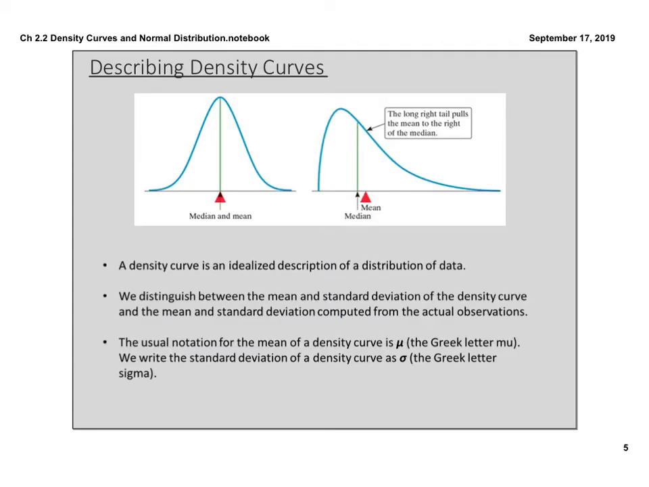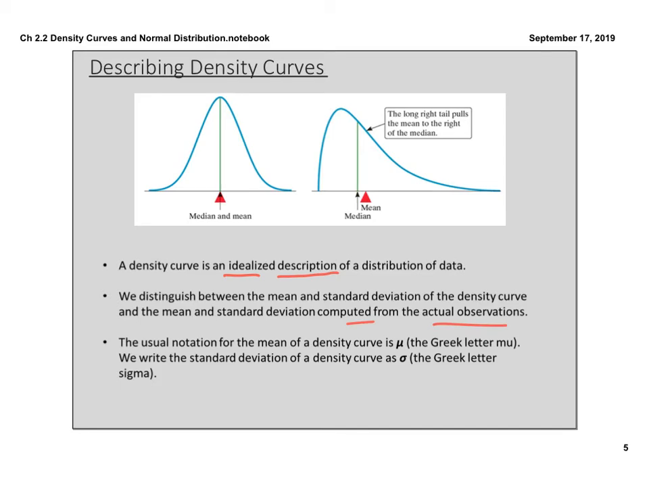All right, so let's talk about how we would read density curves if we were looking at them. It says a density curve is an idealized description of the distribution of data. Did you like that? Idealized description. If our data was pretty and smooth and nice, this is what it would look like. That's basically what they're saying there. We distinguish between the mean and the standard deviation of the density curve and the mean and the standard deviation computed by the actual observations. So there is a little bit of a difference.